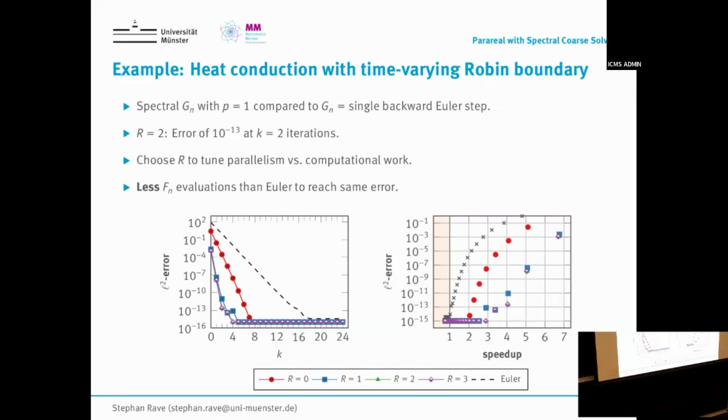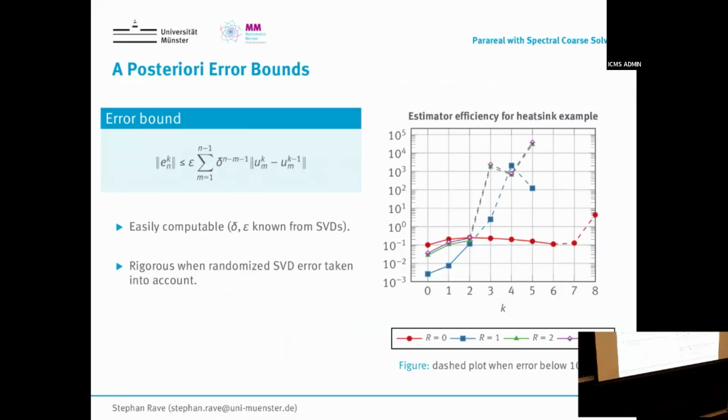And one final thing is, yes, we saw the a priori estimates didn't really work, but we also have a posteriori error estimates, which are also easily computable. Yeah, so they only depend on epsilon and delta and the update. So you really don't have to do any significant additional work to evaluate these error estimators. And here I've plotted the efficiency of the error estimator. So true error divided by estimated error. So this should stay below 1, and it does.